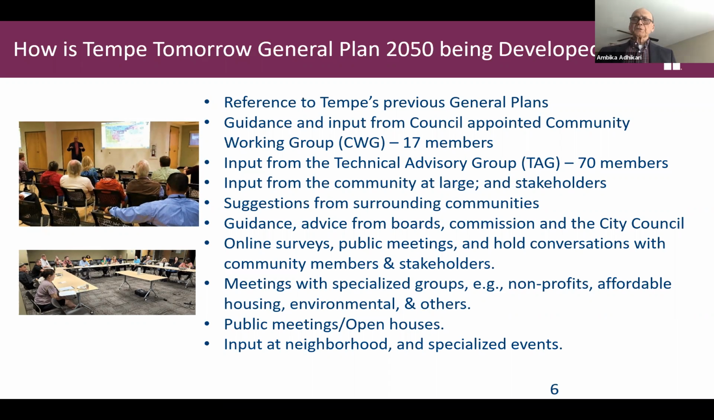We meet every first Tuesday of the month at the library, and then we take guidance and advice from them. We also have a technical advisory group, which is a very large one with about 70 members that has staff, and also has representation from 16 boards and commissions of the city, and also many partners that we have like ASU, Downtown Tempe Authority, Maricopa Association of Governments, and so on.